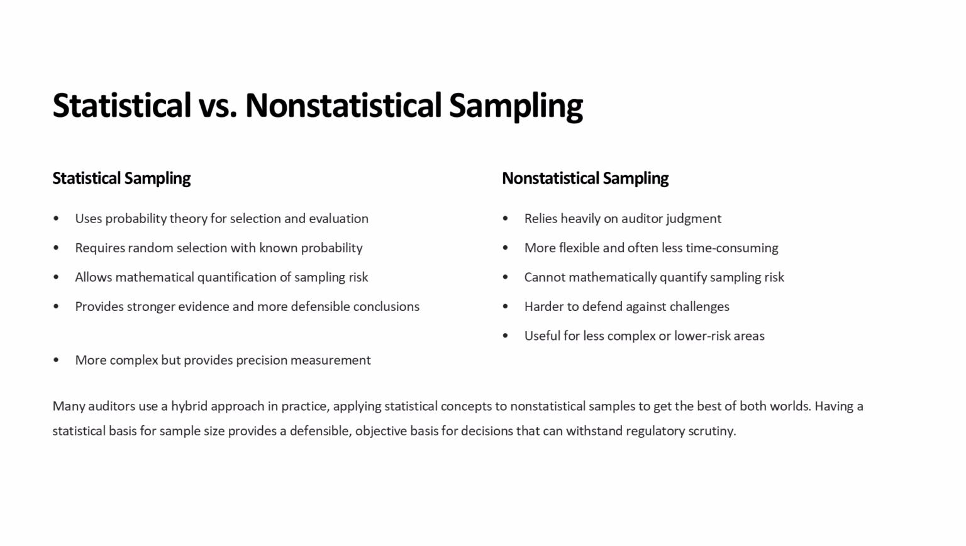Quick question. If you're auditing cash at Bank of America, would you use statistical or non-statistical sampling? Anyone? This is a classic case where statistical sampling would be preferred due to the high volume of transactions, high risk, and potential regulatory scrutiny. The mathematical precision of statistical sampling provides stronger evidence for such a significant account.